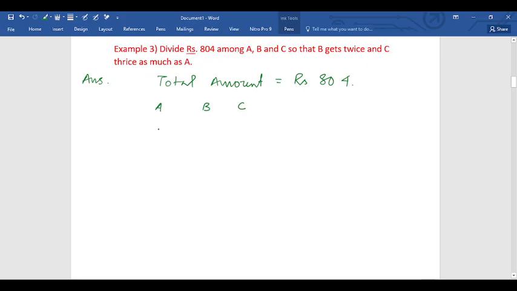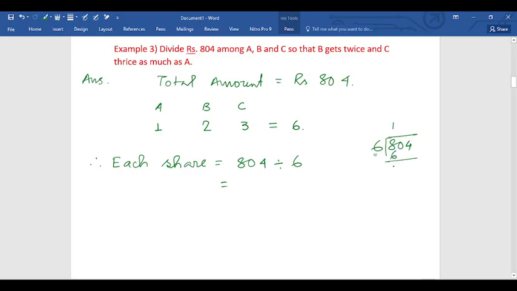A gets 1 share, then B gets twice of A and C gets thrice of A. Now total share is 1 plus 2 is 3, 3 plus 3 is 6. Now the 6 has to be divided from 804. Now each share is equal to 804 divided by 6, and this gives you the quotient. This is divisor, this is dividend.